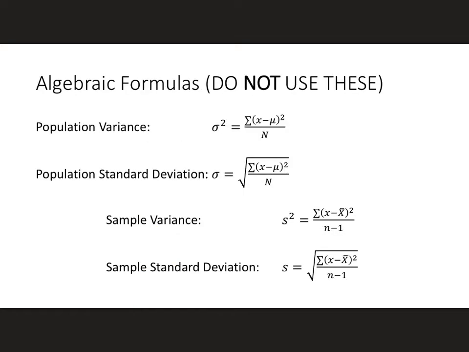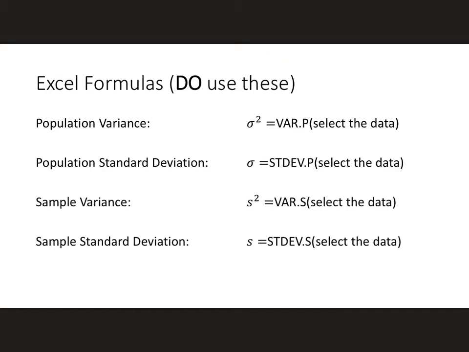Here are the algebraic formulas for population variance and standard deviation, and sample variance and standard deviation. We will not be using these, okay? We are going to be using Excel formulas. So here are our Excel formulas that we will be using. I want to make sure everyone is very careful when you're using it for a population versus a sample.